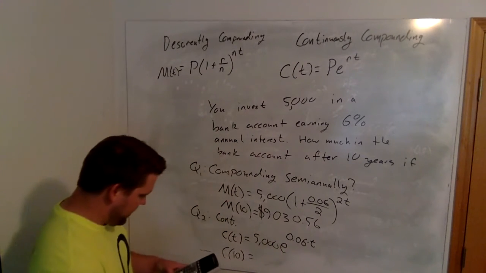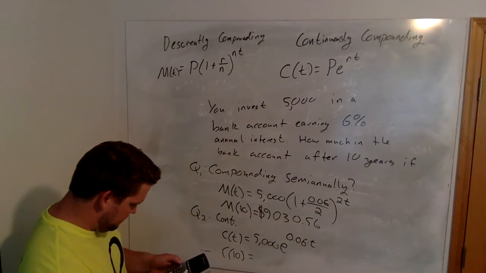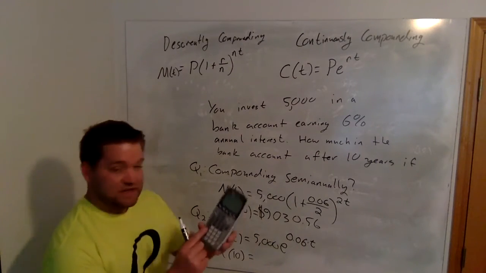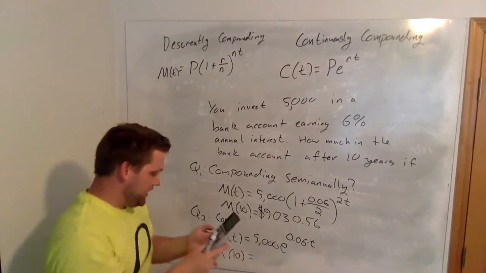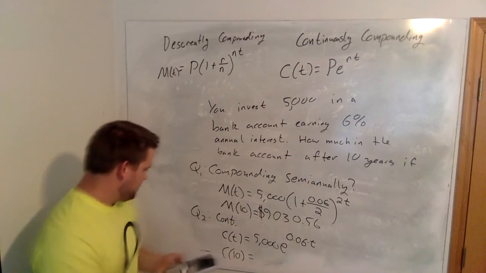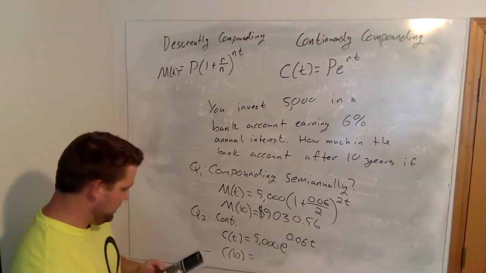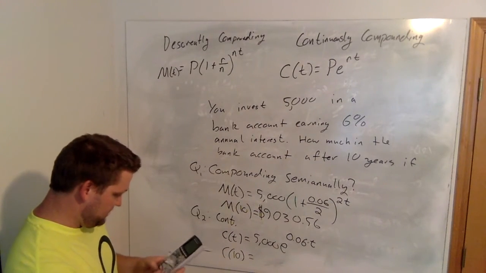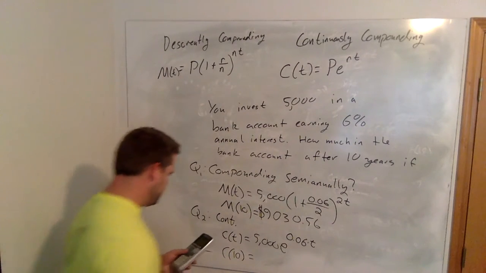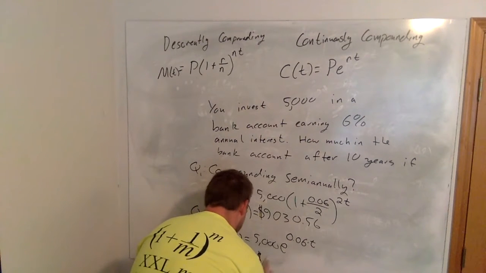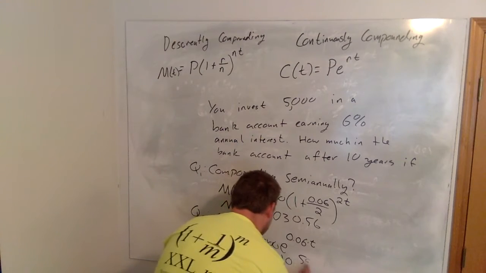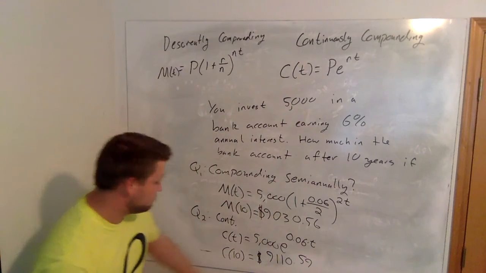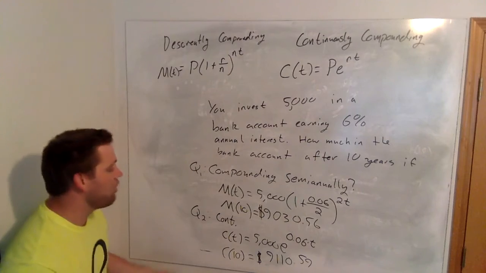Okay, so we'll have 5,000 times, and we'll want to use the e to the x button, above the natural log button, the ln button. So second ln. So e to the 0.06 times 10, close the parenthesis, and here we're getting $9,110.59. Not a surprise that it's more in this case because I'm compounding more often.